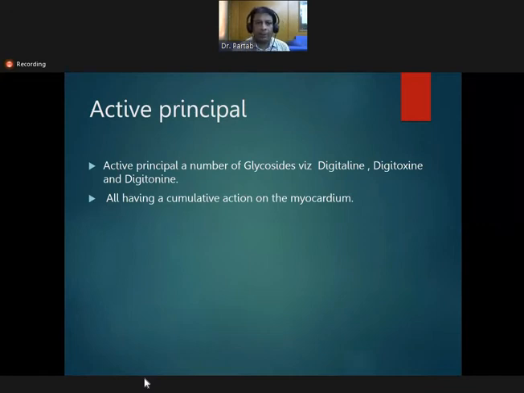And these are very useful drugs in the cardiovascular system. Still nowadays these drugs are used, but their role has declined day by day. Other useful medicines have also been introduced, so they are used nowadays, but these are still in use. All these glycosides have a cumulative action on the myocardium in the human body.